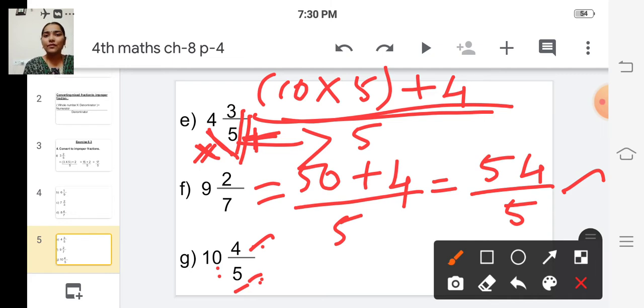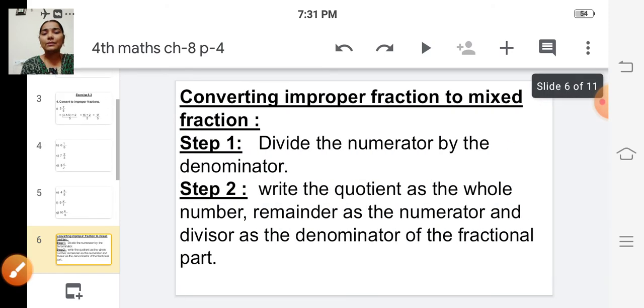Okay, what is the formula? Whole number into denominator plus numerator divided by denominator. Okay, only thing you have to remember is this formula. And you should be thorough with multiplication tables.